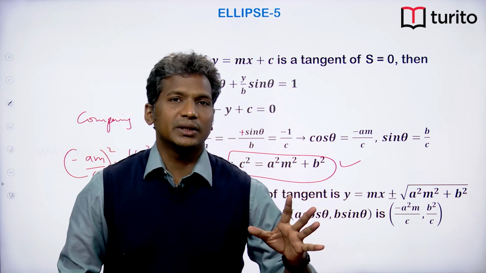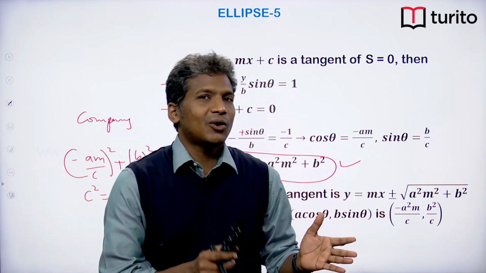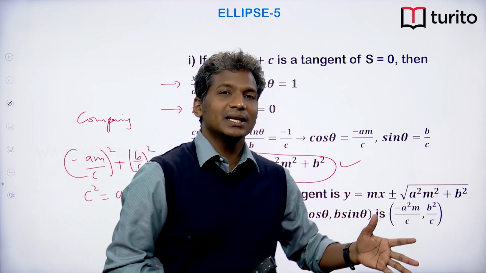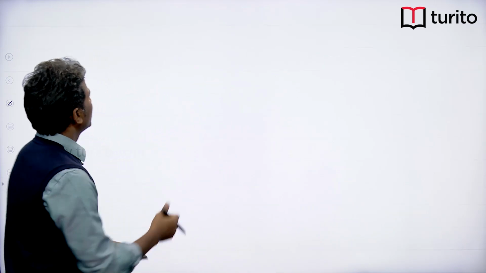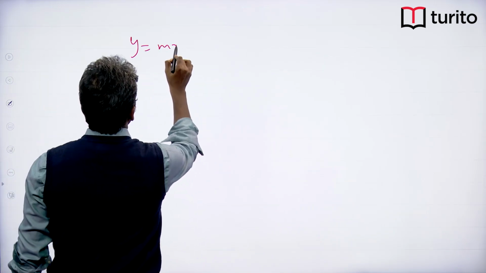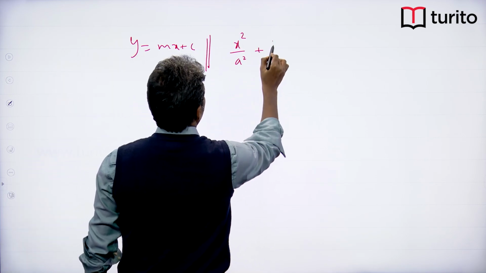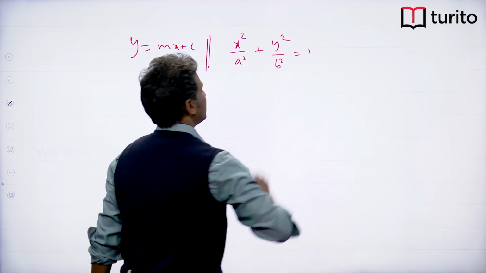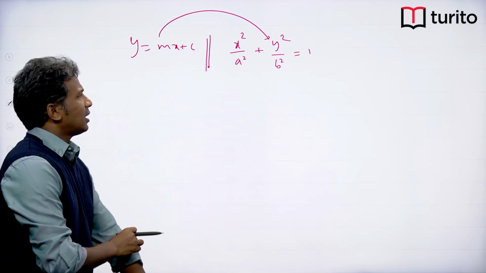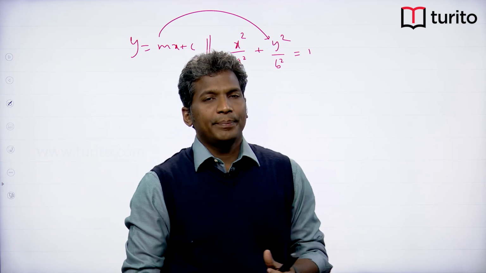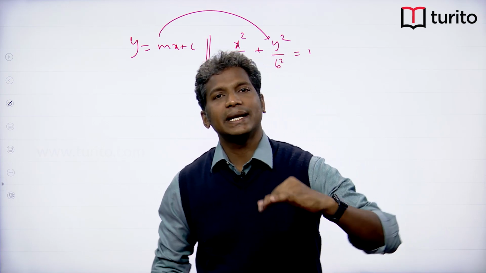Now, is there any better method? Of course, this is the best method. Is there any other method, not better than this, through which we can find the condition for tangency? Of course, there is one. For example, we have this line y equal to mx plus c, and we have this curve x square by a square plus y square by b square equal to 1. Now, if I substitute the line here and solve for x, then the number of solutions of x must be only 1 for the line to be a tangent.